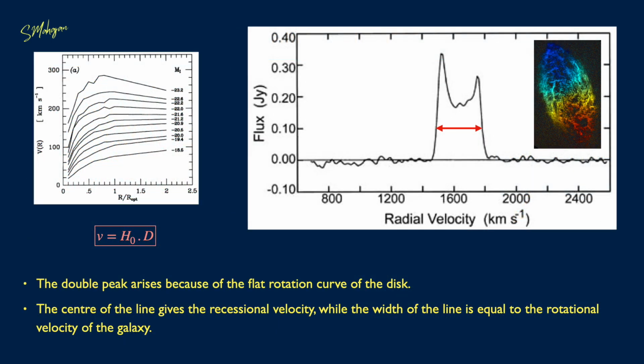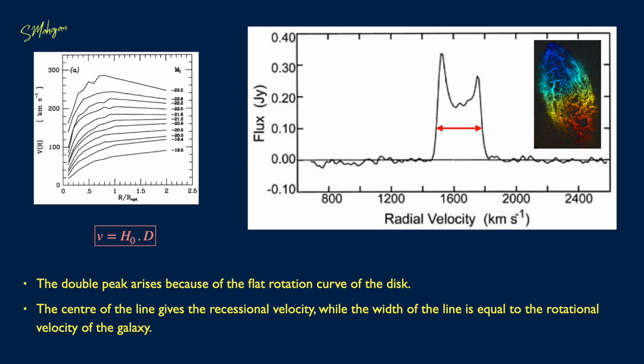The center of the double horn 21 cm line gives the recessional velocity of the galaxy with respect to the observer. So, it is used to measure the distance to the galaxy. In case of nearby galaxies, where the distance to the galaxy is known through other methods, it can predict the Hubble constant using the relation V is equal to H naught d, where the symbols have their usual meanings.